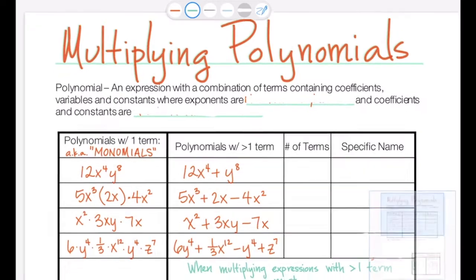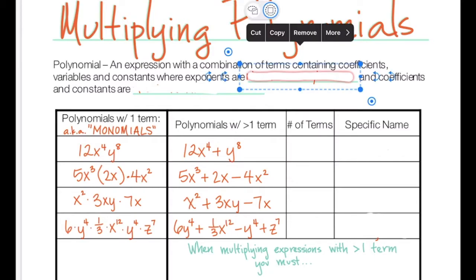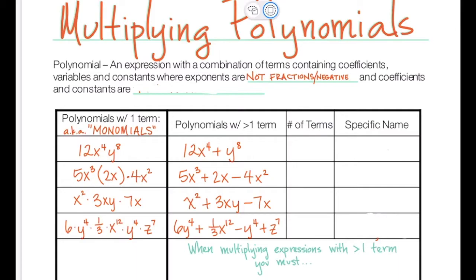So the textbook definition of a polynomial is an expression with a combination of terms. You'll see coefficients, variables, and constants. And here's the rule: the exponents for polynomials can't be fractions and they can't be negative, and coefficients and constants have to be real numbers. So let's break these down into some more specifics.